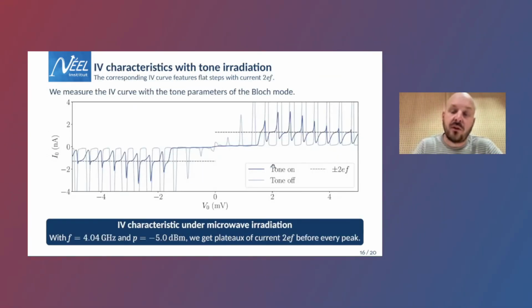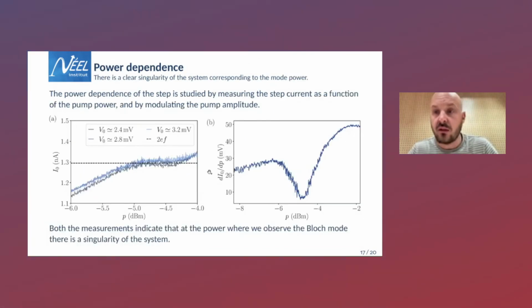And if you now measure the IV curve without touching anything, this is what you observe. So you still have the peaks, as I told you, but now before the peaks, you have nice plateaus, which are quantized, and they are quantized as 2e times the frequency. Of course, now you might wonder, okay, are these really dual Shapiro steps?